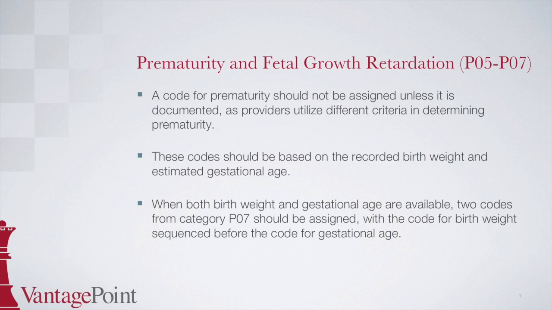Categories P05 and P07 are for prematurity. These categories include codes for the baby's weight and gestational age. It is important to remember that a code for prematurity is only used if documentation states that the baby is premature. When both weight and gestational age are documented, you should use two codes from category P07. The birth weight should be sequenced before the gestational age.